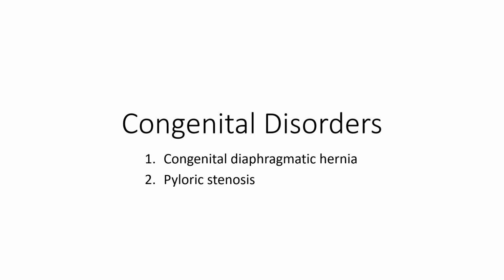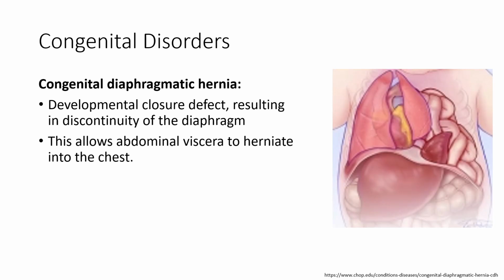Now we will move on to discuss the main congenital disorders of the stomach. We will discuss congenital diaphragmatic hernia and pyloric stenosis. In congenital diaphragmatic hernia, there is a defect or a hole in the diaphragm, and this will allow the abdominal viscera to herniate into the chest. So it's a developmental discontinuity of the diaphragm. One of the main complications is lung hypoplasia.